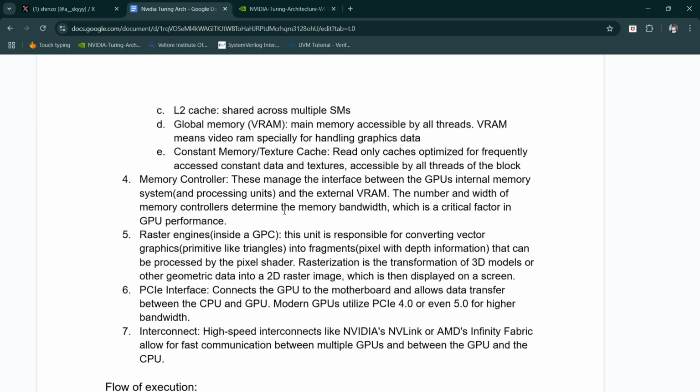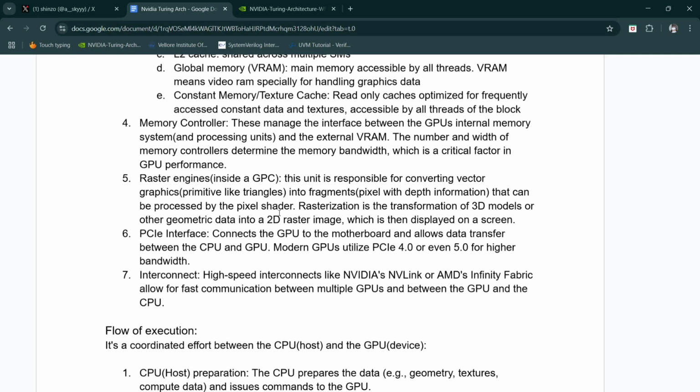PCIe interface is used when you want to connect the host to the GPU. In our case, the host is the CPU. NVIDIA also provides some interconnects, which are NVLinks. So if you want to connect multiple GPUs, then you can use this interconnect.